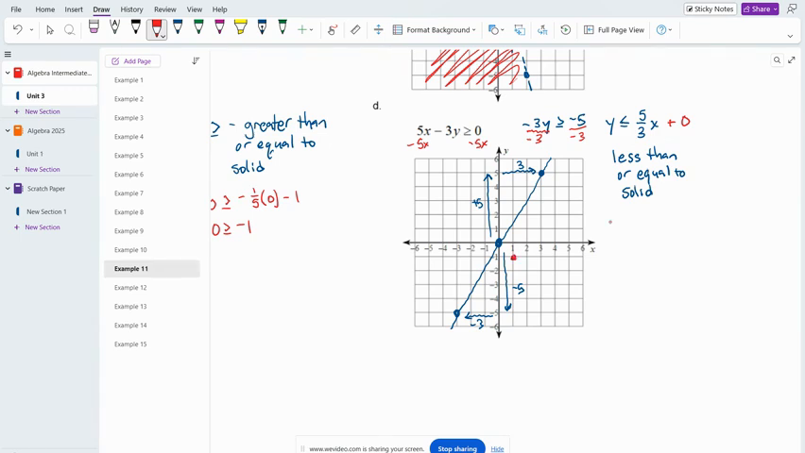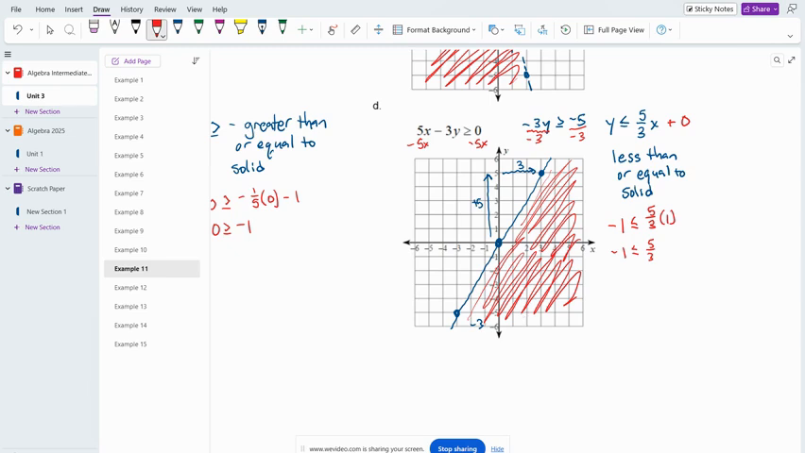So we'll try out 1, -1. So we have -1 less than or equal to 5/3 times 1. So we have -1 less than or equal to 5/3. Well, 5/3 is positive and -1 is negative. So we are correct. So we'll shade in the region underneath. Okay. All right. So we've got the shade underneath it.